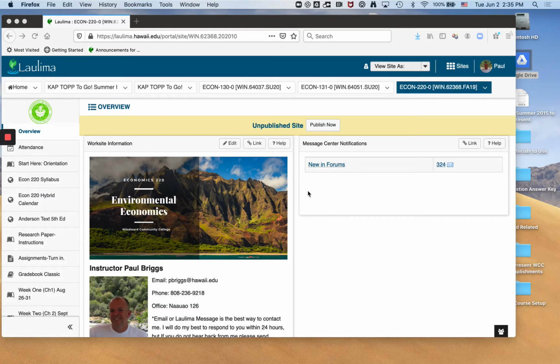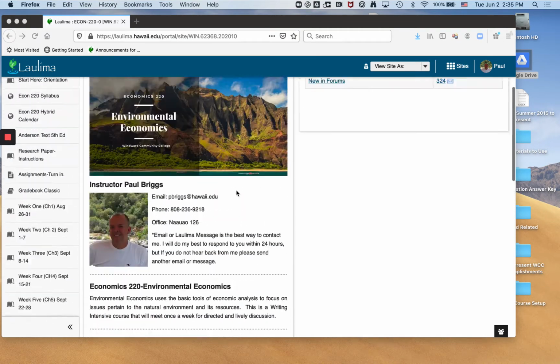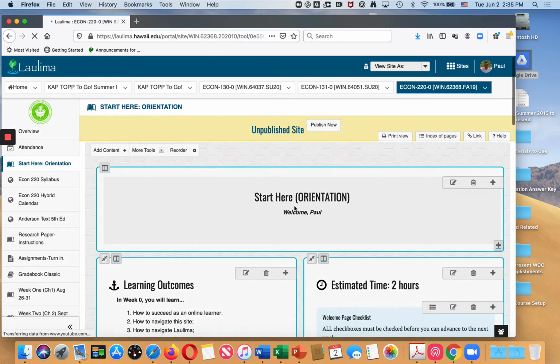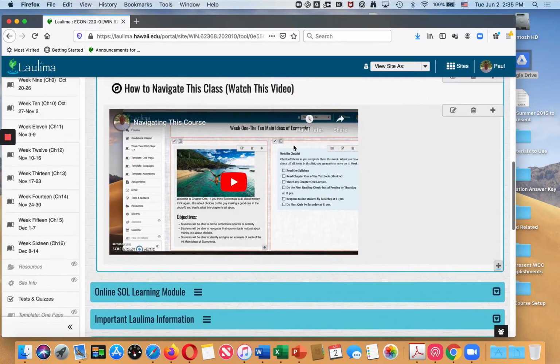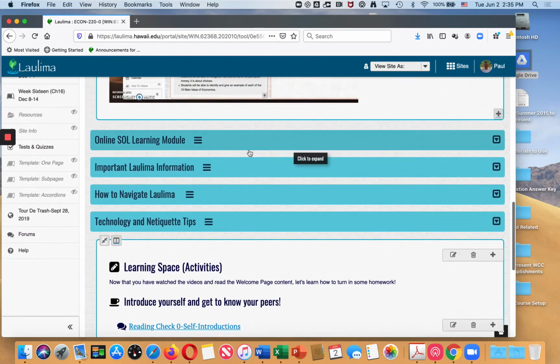Hello there, and this is a brief overview of my Economics 220 course called Environmental Economics. I set this course up with all of the top guidelines and strategies. So we have an overview page here with the course and my relevant information. I also have an orientation page. I did a screenshot of navigating the course and then all the relevant information via these accordions.